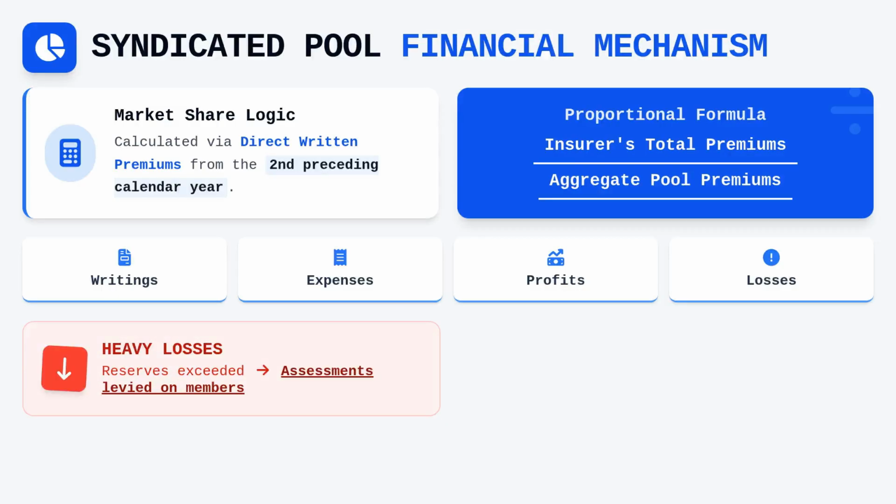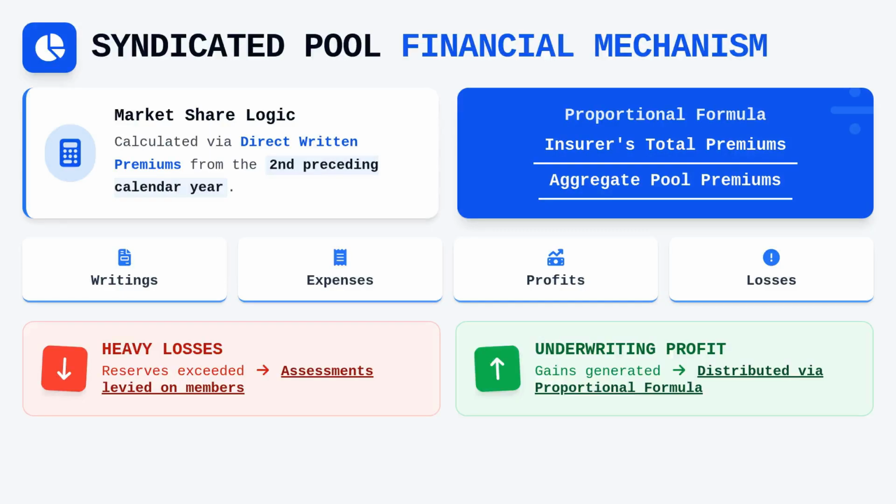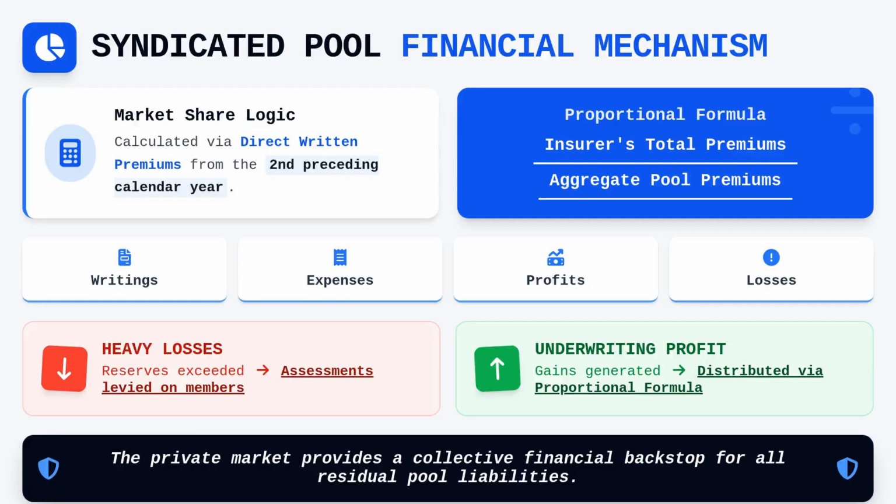If the FAIR Plan experiences heavy losses that exceed its accumulated reserves and purchased reinsurance, the governing framework permits assessments to be levied against the member insurance companies to cover the shortfall. Conversely, if the pool generates an underwriting profit, those gains are distributed back to the member insurers using the exact same proportional formula. This ensures that the collective financial weight of the private market backstops the liabilities generated by properties placed within the residual pool.